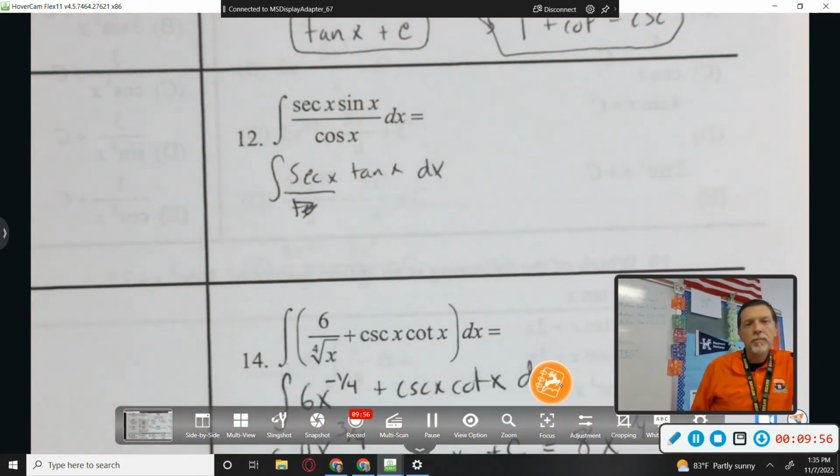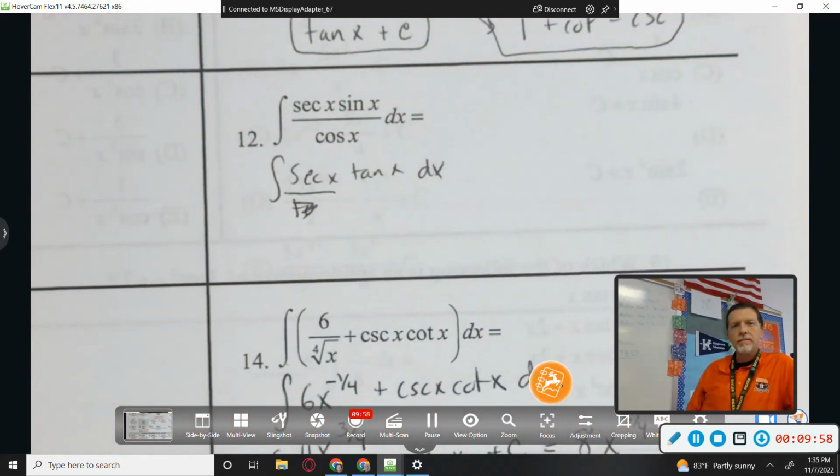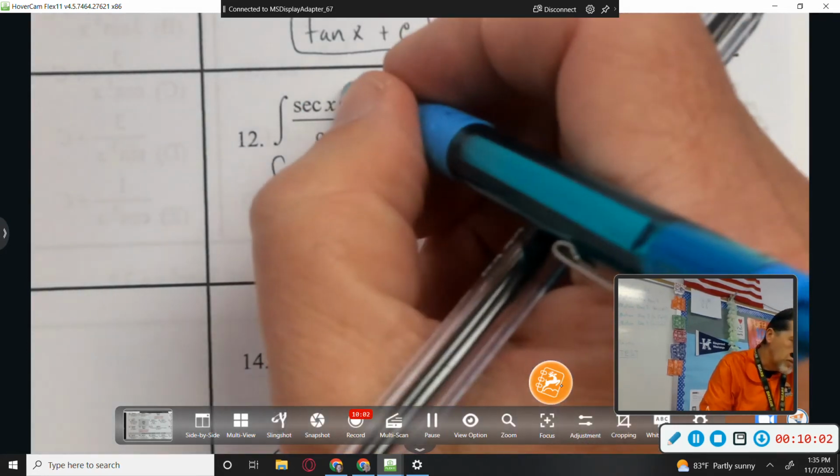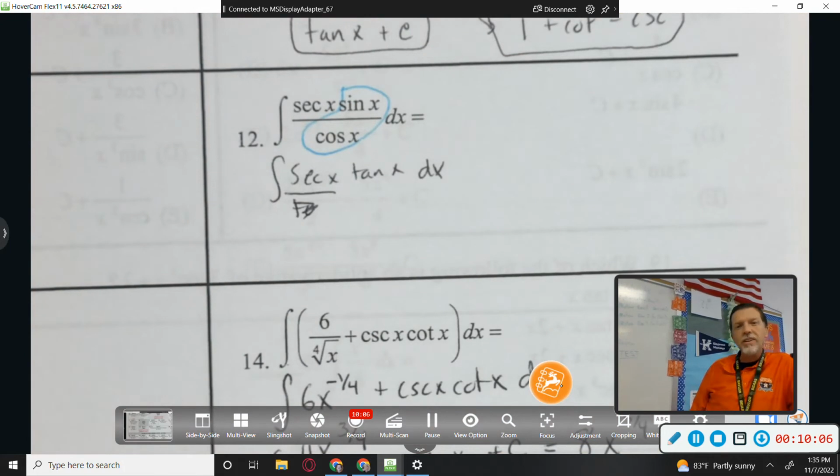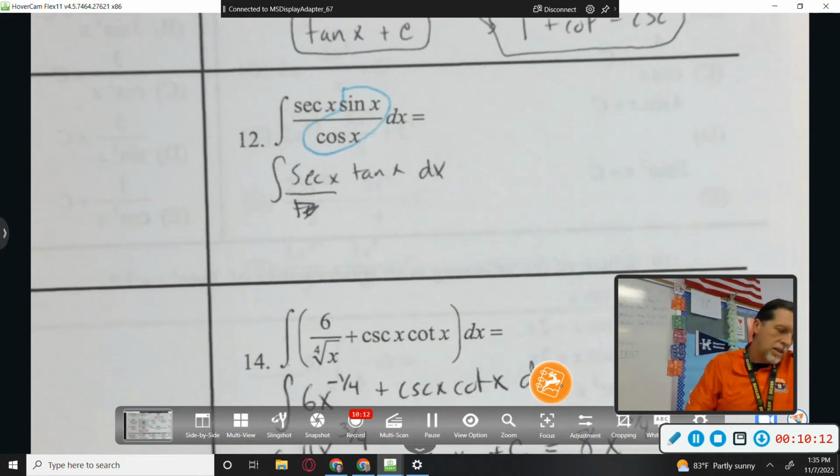What about the secant divided by cosine? Because those two are multiplied together. Wait, you paired the cosine with the sine, so it's not under the cosine as well. You get to put it with one of them, not both of them. Okay. That's why I asked for help.